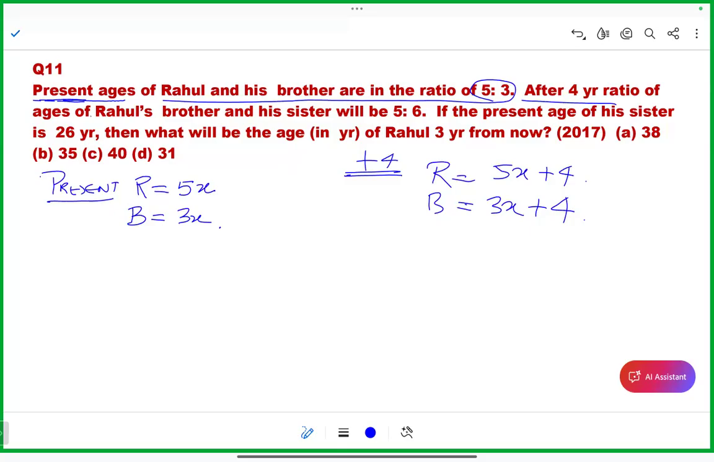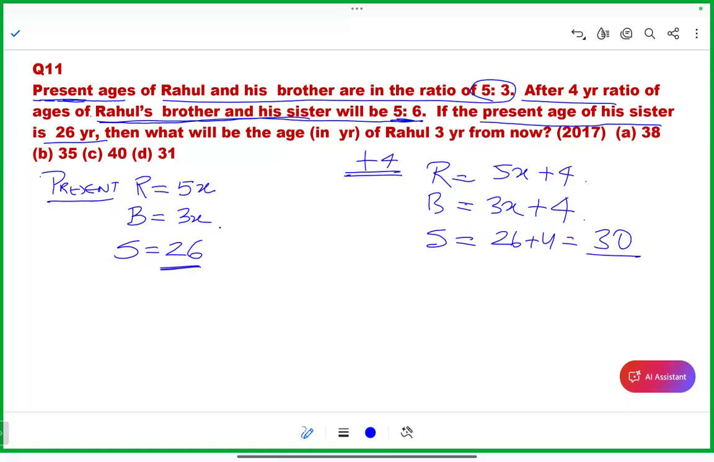Now, there's one sentence here. Rahul's brother and his sister will be in the ratio 5:6. The present age of his sister is given as 26. So after 4 years, the sister's age will be 26 plus 4, which is 30. In the present you write sister 26, and in the future you write sister 30.